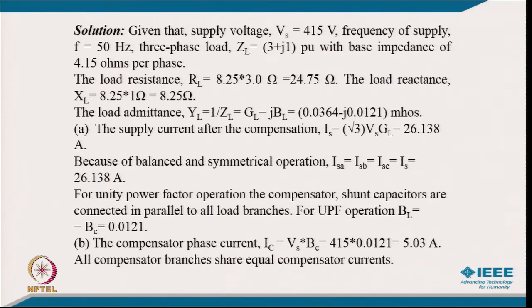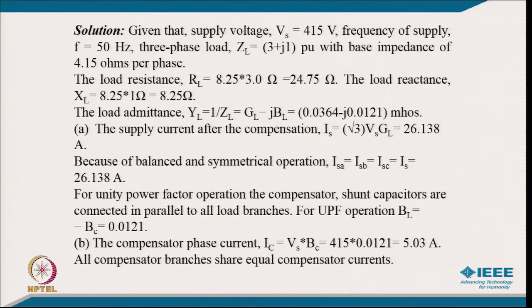So, let us discuss that given a supply voltage of 415 volt at 50 hertz, 3-phase load of 3 plus j1 per unit with base impedance of 4.15 ohm. From this we can calculate the load resistance, 4.15 into 3, which becomes 24.75, and load reactance of 4.15 into 1, that is 8.2. So, the load admittance YL is equal to 1 upon ZL, that is GL minus jBL. So, it becomes 0.0364 minus j0.12 mho.